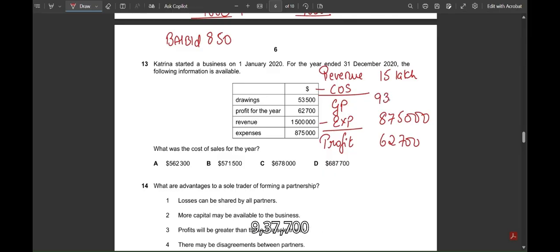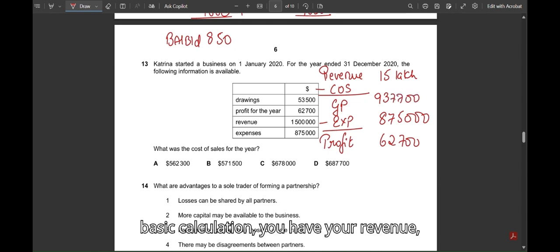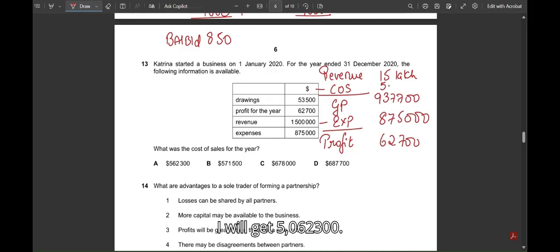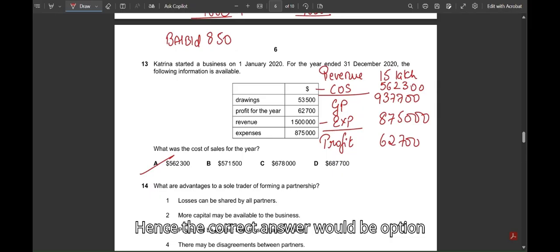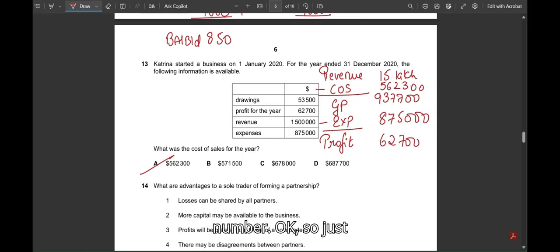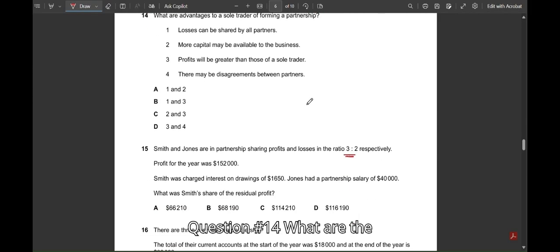So 9 lakh 37,700 would be your gross profit. Now basic calculation, you have your revenue, you have your GP. So the difference amount would be your cost of sales. If I subtract 15 lakh from this, I will get 5 lakh 62,300. So that would be my cost of sale. That's what they are asking. Hence the correct answer would be option number A. So just remember, you have to go in the reverse order. One important thing, you will have to reverse it. Like for example, if it's subtraction, you will have to add. Remember that.